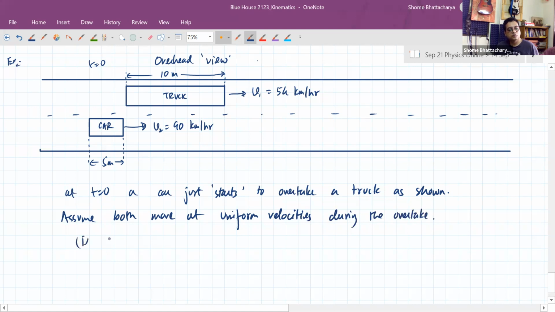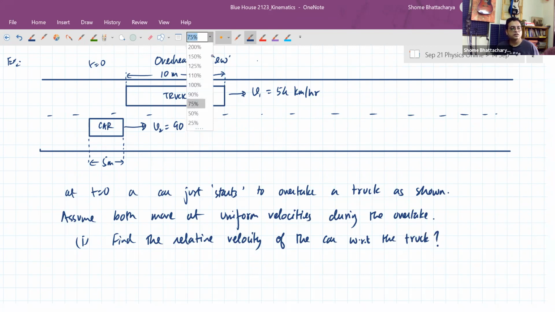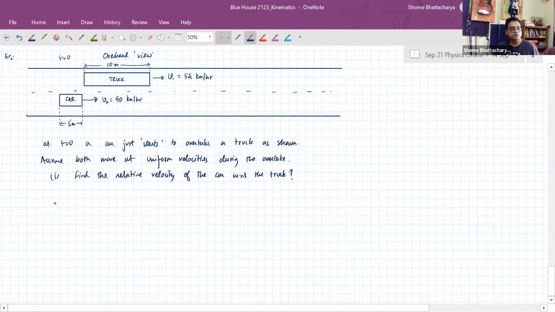So first of all, find the relative velocity of the car with respect to the truck. So that is, if a person is sitting inside the truck, in his or her reference frame, what is the velocity of the car they will see. Secondly, find the time taken for the overtake to be completed.